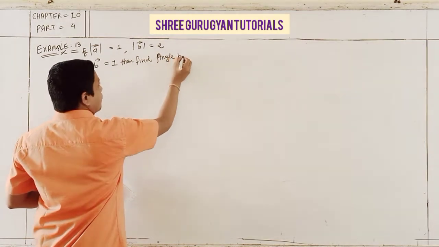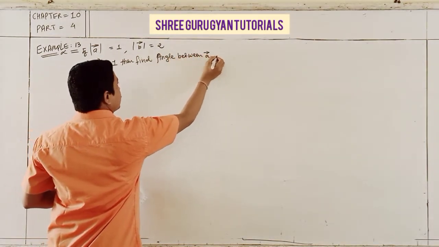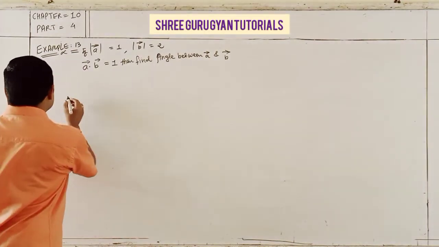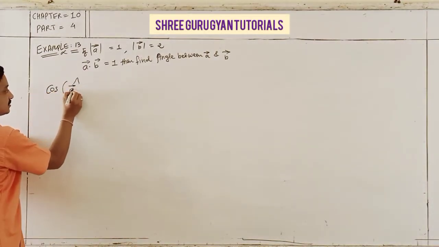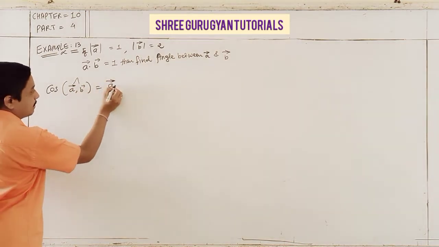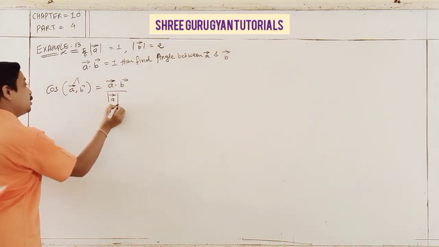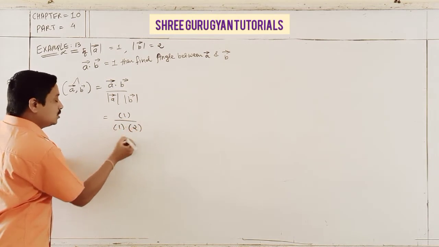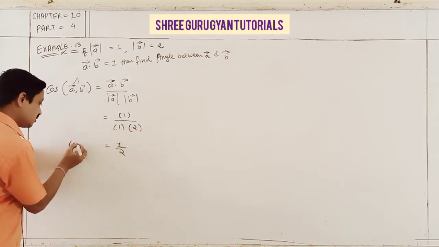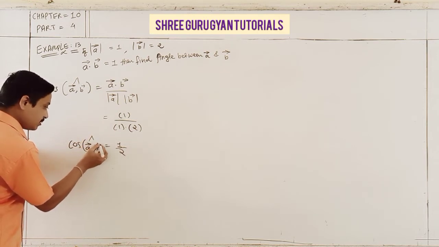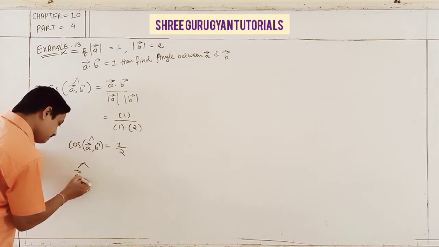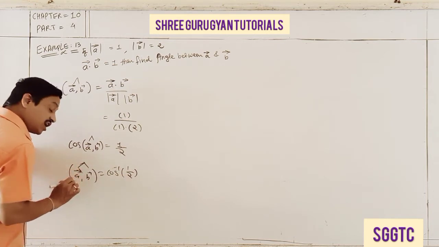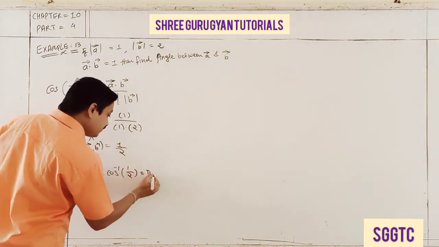Find the angle between A and B. Very easy. Formula you know already. Angle between two vectors, students, cos of the angle between A and B, which is A dot B by magnitude A, magnitude B. A dot B I have 1, here 1 and here 2. That is only half. And cos of angle between A and B. So what is the angle between A and B? Very easy. Which is cos inverse half. And now when, students, is cos half? Yes, 60 degree. Pi by 3.